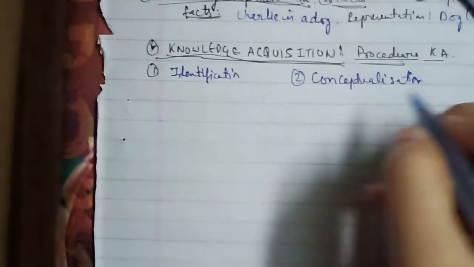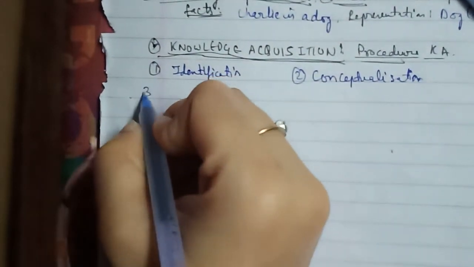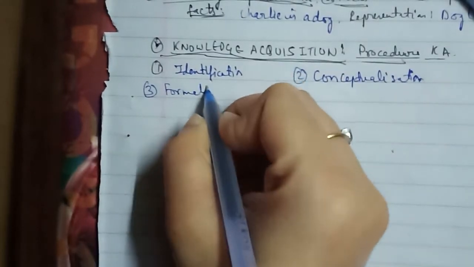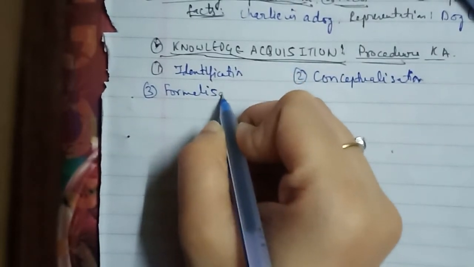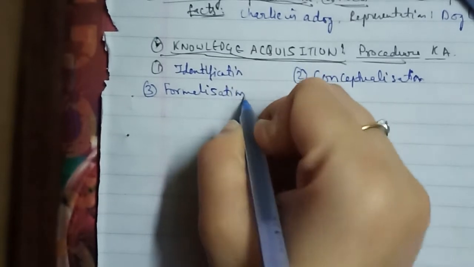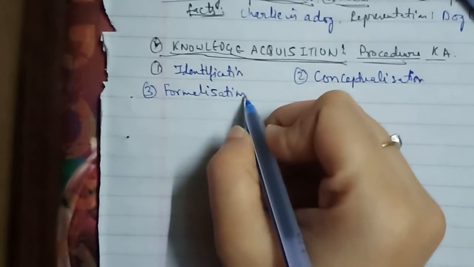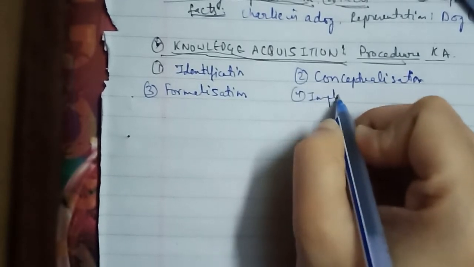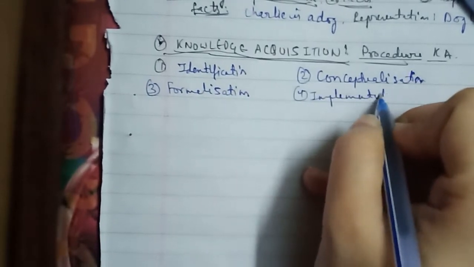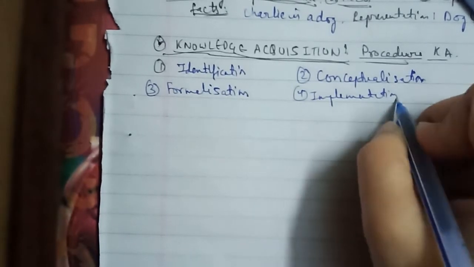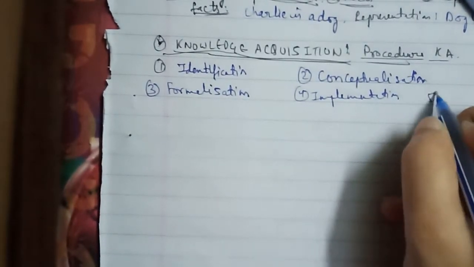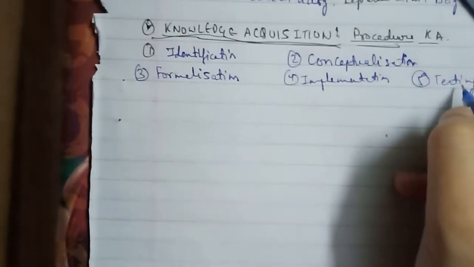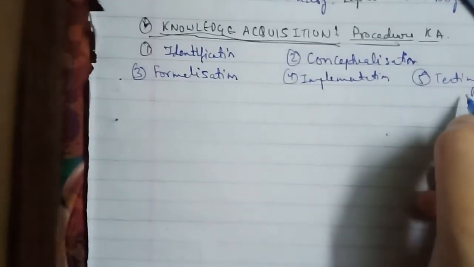The third is formalization, in which the knowledge is represented. The fourth is implementation, which is programming. And the fifth and last is testing, which consists of validating the knowledge.